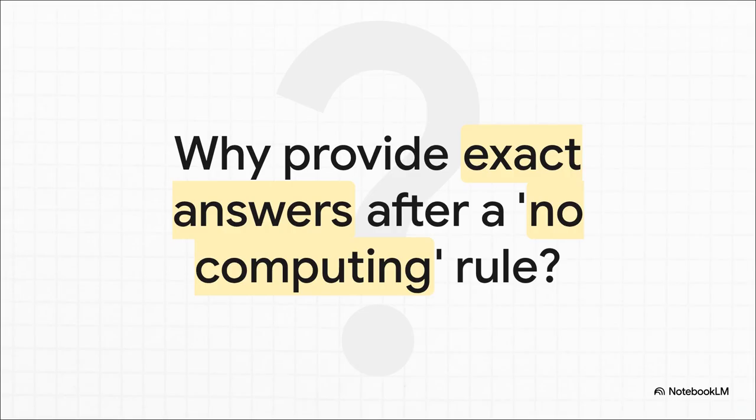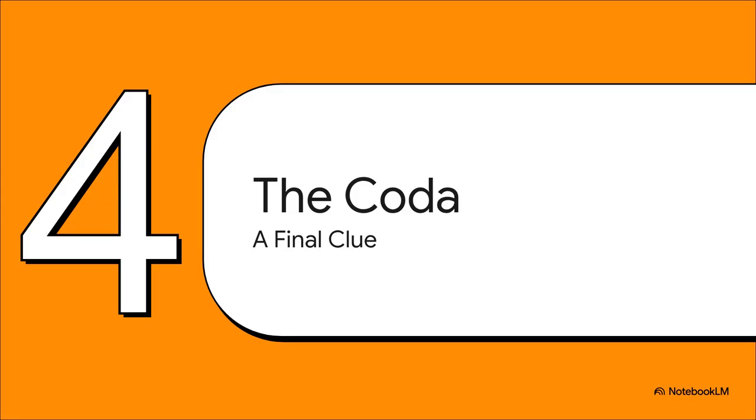So this is the big question, isn't it? Why would you create a whole lesson based on not calculating and then turn around and give the exact calculations in the answer key? It feels like it completely goes against its own main point. Well, there's one last piece of this puzzle we need to look at. Right at the very end of the lesson plan, there's this final thought, a little coda. And maybe, just maybe, this is the key to what's really going on.